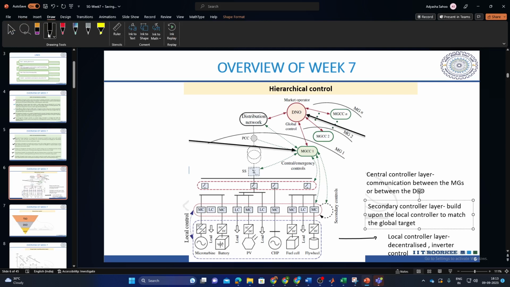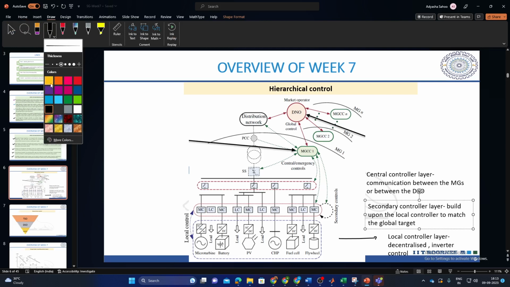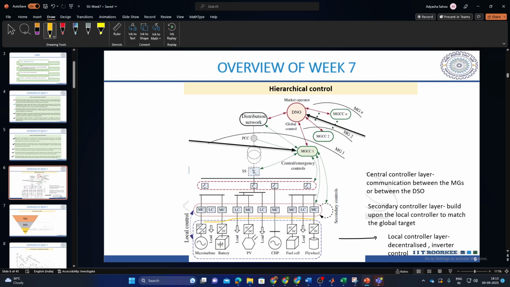I'll just say once again. This is the lowermost local controller, close to the distributed generators. It involves only the inverters here, and they are not communicating with each other. They are just blindly following some control algorithm, whatever has been fed in the inverters, and acting upon that only.